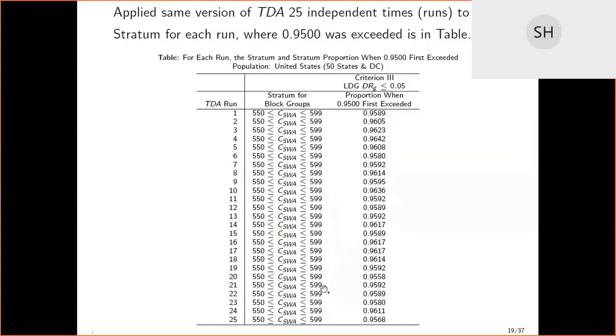In every case of the independent run application of the top-down algorithm, we get the same interval, 550 to 599, and this is our source again for the 600.